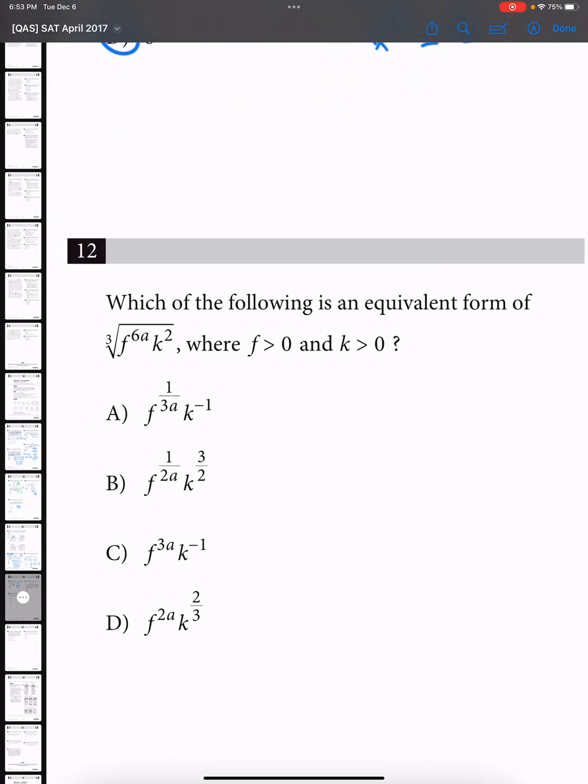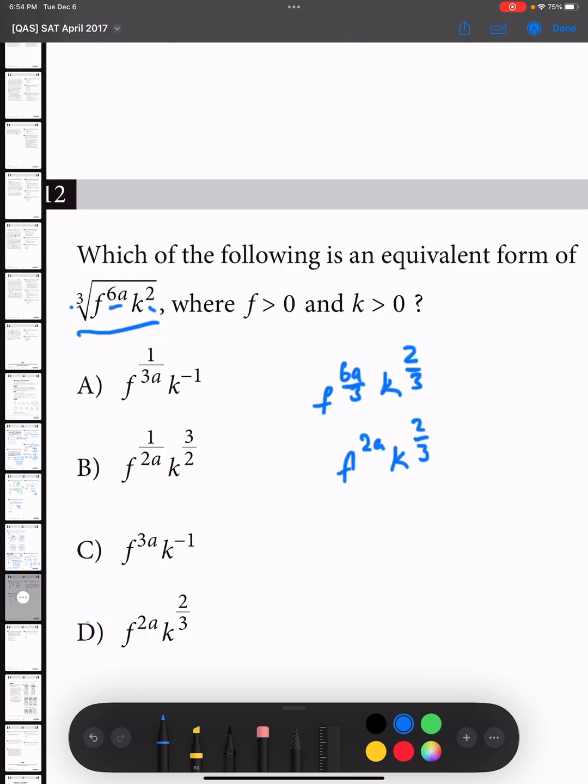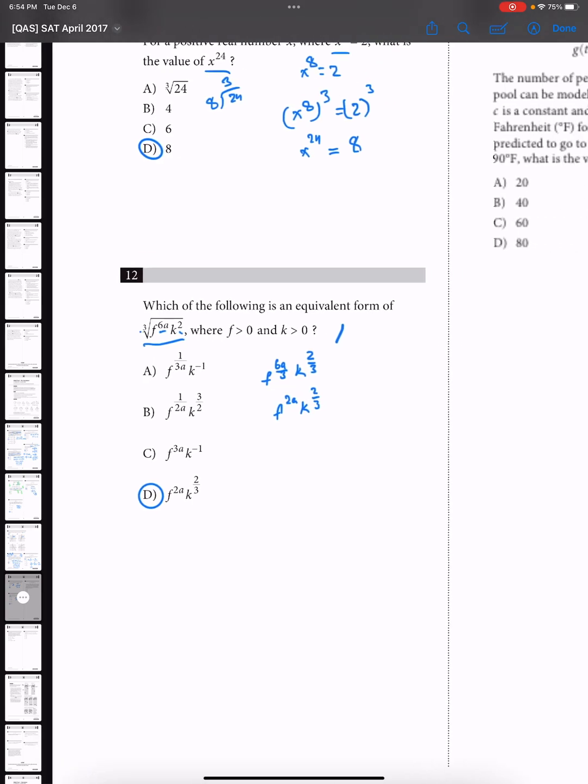Number 12. Which of the following is an equivalent form of this expression? Because it's a root, we're going to put this root as the denominator of each of the powers, which means we're given f to the 6a/3 and k to the 2/3. That means we get f to the power of 2a, since 6a/3 is 2a, and k to the 2/3, which means our answer is D. Next question.